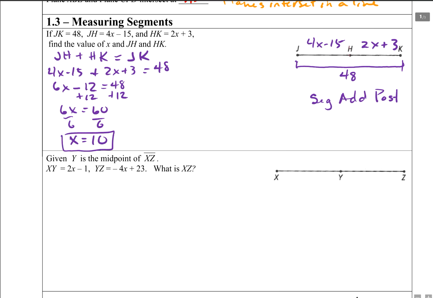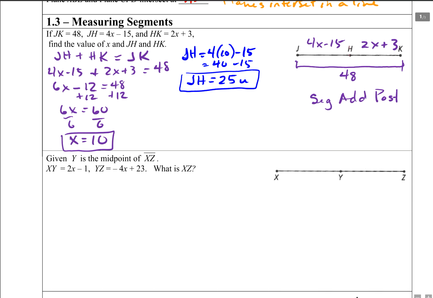All right. Then I'm asked to find the length of JH. So what do I know about JH? I know JH is 4x minus 15, so I substitute 4 times 10 minus 15. So that equals 40 minus 15. Length of JH equals 25 units. We aren't given any units, so we just use units.